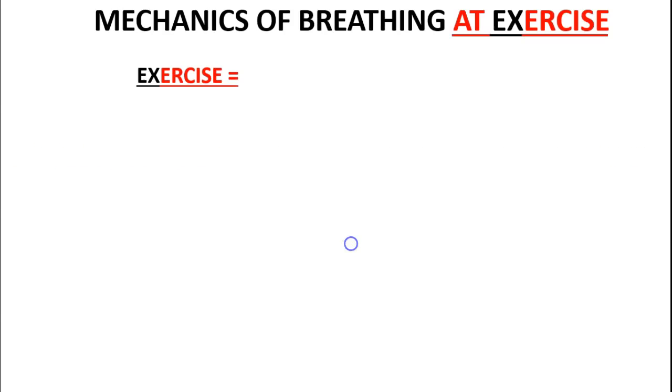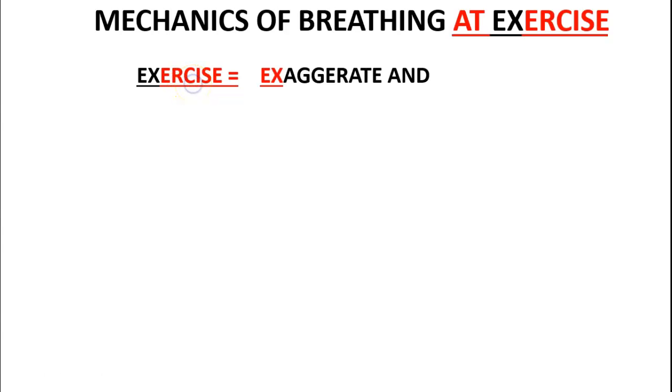Okay, so let's have a look at what we need to do. When we see mechanics of breathing and exercise, we have to make sure we are looking at the key word here, exercise. Now I'm going to ask you to focus on the EX from exercise. So when you see that, I want you to remember two key things when we're talking about mechanics of breathing.